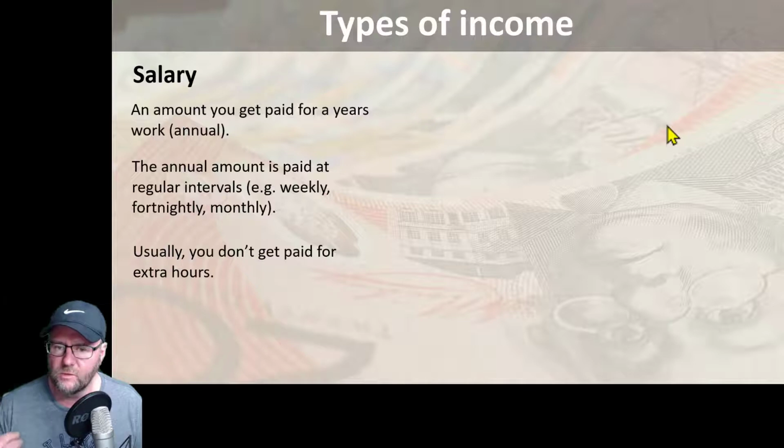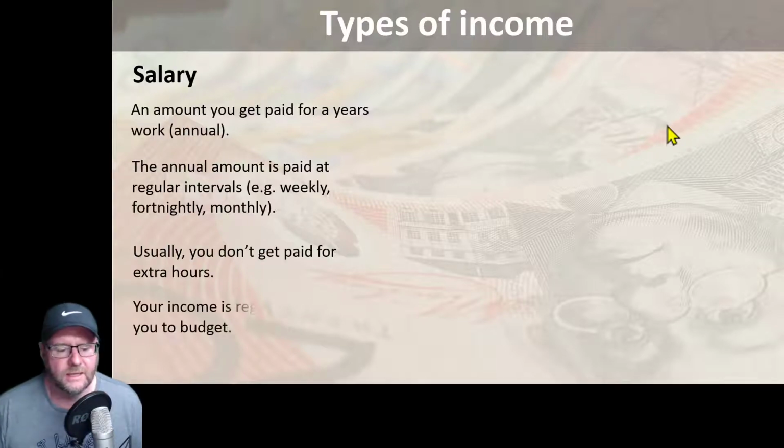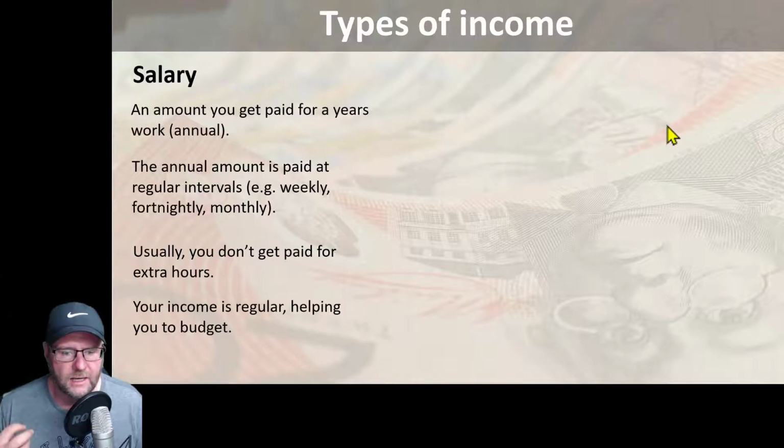Usually though, if you do extra hours, you don't get paid for them, because you're just paid for a year's worth of work, here's the amount we'll give you, and if some hours are extra one week, well, you don't get extra money. You're getting a yearly rate, and we just break it up into equal pieces over the year. One of the benefits of a salary is that because it's regular, it can help you budget. And usually a salary relates to a full-time or a part-time worker who's got regular hours. So it's much easier to have this regular income coming in, and you know what it is.